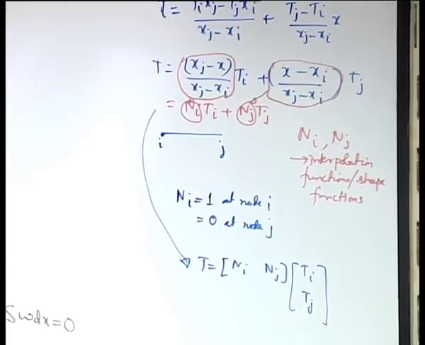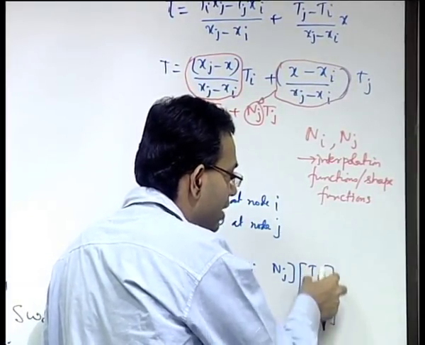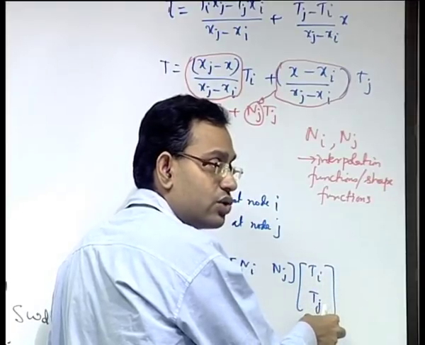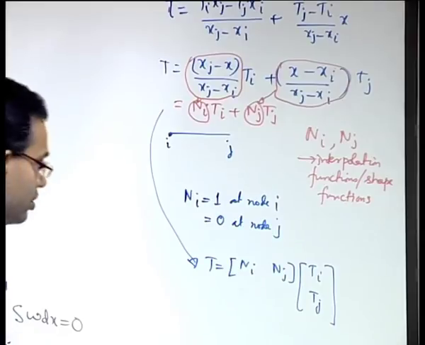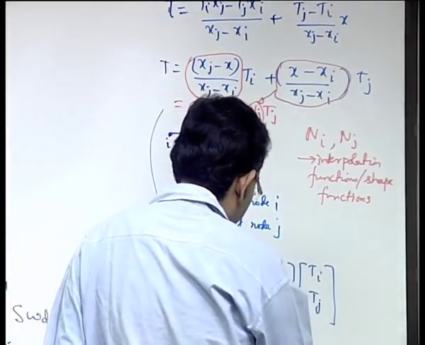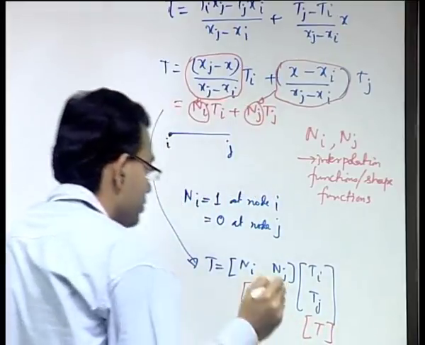The objective of this is that eventually your unknowns that you need to solve may be written in a vector Ti and Tj, which you need to solve for each node point. So, this we give a name matrix N and this we give a name matrix T.